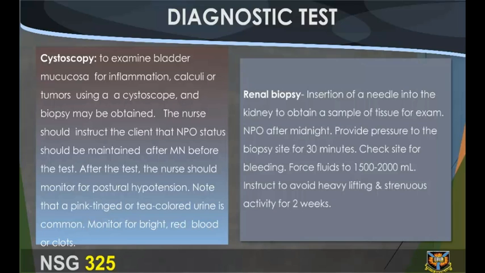Renal biopsy. Insertion of a needle into the kidney to obtain a sample of tissue for exam. NPO after midnight. Provide pressure to the biopsy site for 30 minutes. Check site for bleeding. Force fluids to 1,500 to 2,000 mL. Instruct to avoid heavy lifting and strenuous activity for 2 weeks.